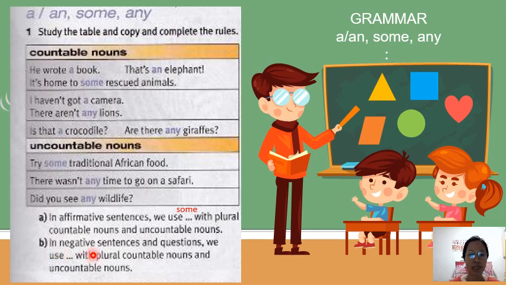In negative sentences and questions, which do we use with plural countable nouns and uncountable nouns? So the answer is, we use any. So remember, for positive sentences, for many things, we use some, for things that we can count and cannot count. In negative sentences, for countable and uncountable nouns, we use any.